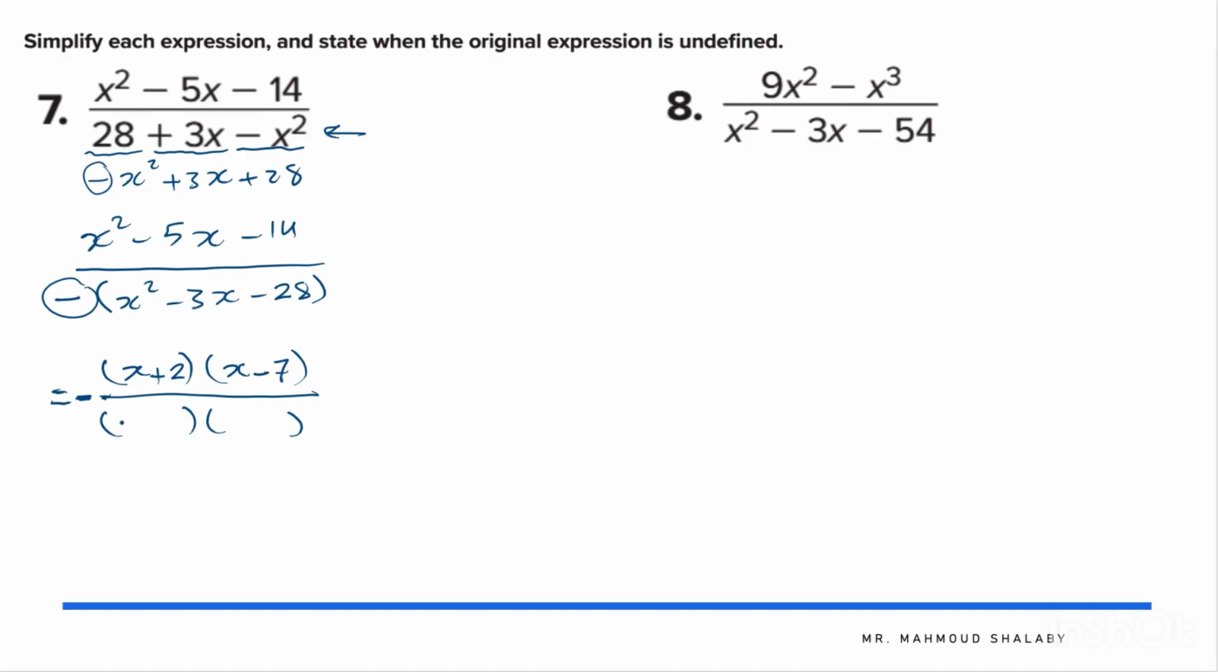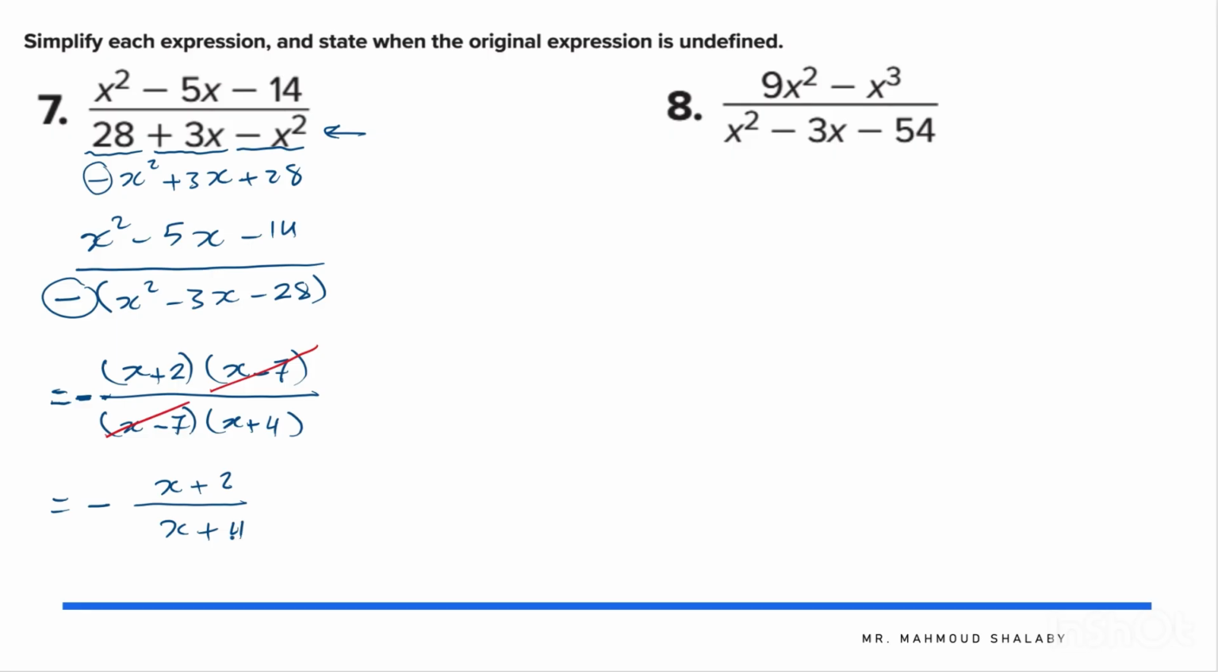I will factorize x power of 2 minus 3x minus 28 as x and x. 28 comes from 7 multiplied by 4, and I will give the negative to the 7 and the positive to the 4. Now, is there anything I can cancel? As you can see, very obvious, x minus 7 and x minus 7, and here I will put equals negative, and what is remaining up here is x plus 2, and what is remaining here is x plus 4.